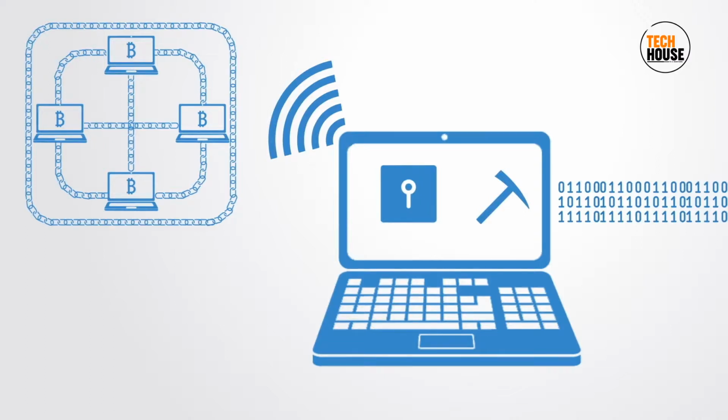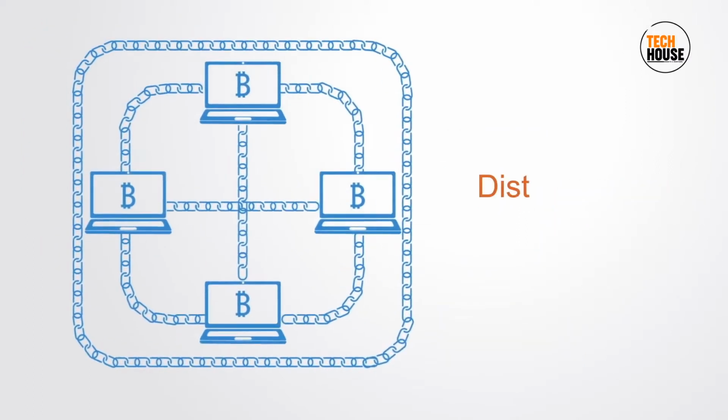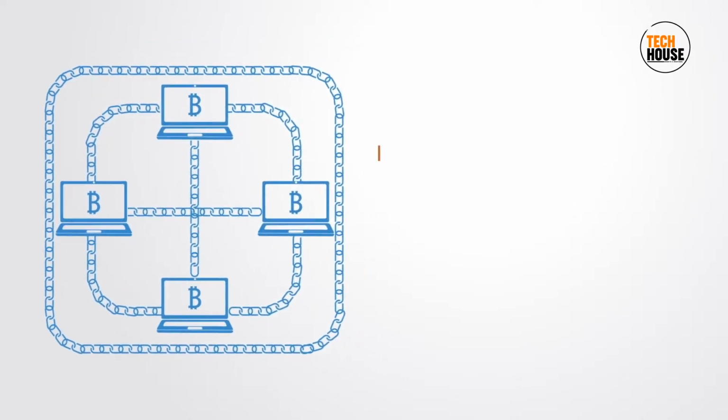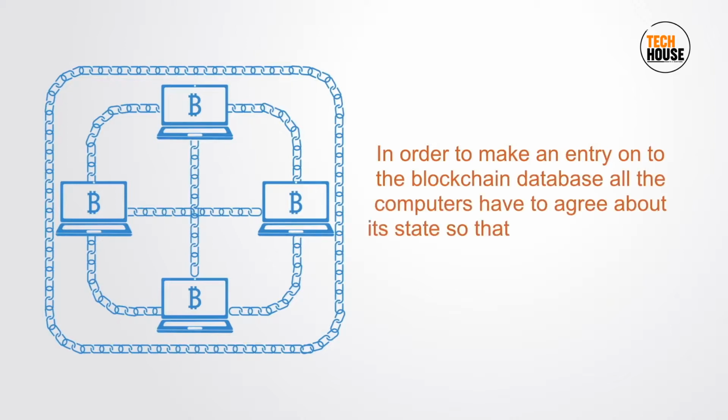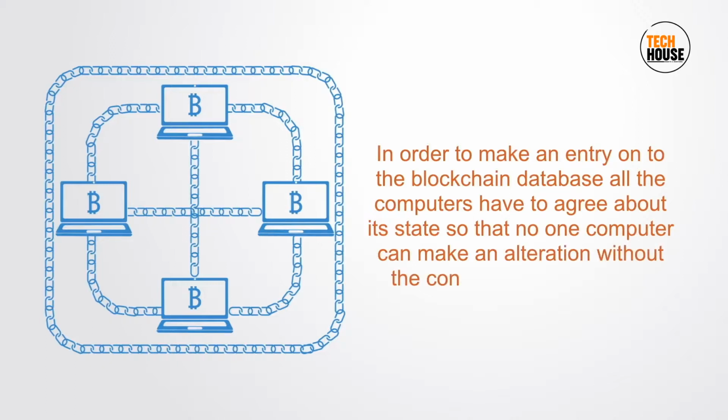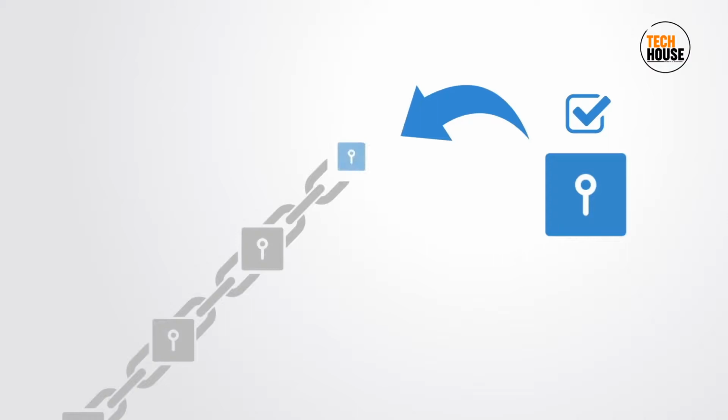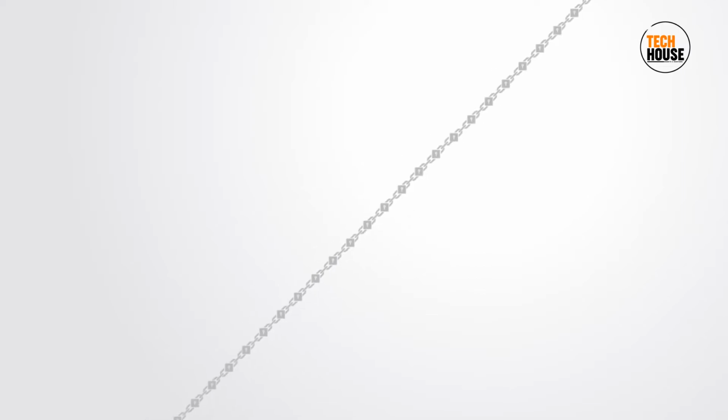Because there is no centralized component to verify the alterations to the database, the blockchain depends upon a distributed consensus algorithm. In order to make an entry onto the blockchain database, all the computers have to agree about its state, so that no one computer can make an alteration without the consensus of others. Once completed, a block goes into the blockchain as a permanent record. Each time a block gets completed, a new one is generated. There is a countless number of such blocks in the blockchain, all connected to each other, like links in a chain, in proper, linear, chronological order.